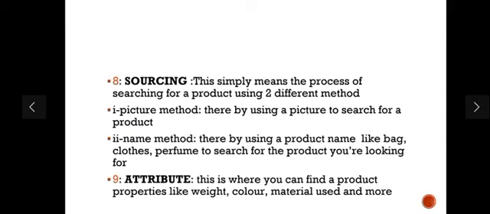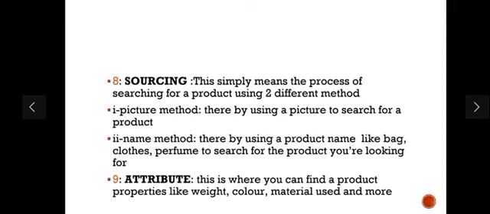So number 8 is sourcing. This simply means the process of searching for a product using two different methods. The two methods that I know you already know by now are the search method with words or the search method with an image that you already have on your phone. So you could search things using an image of a bag, clothes, perfume, anything at all.